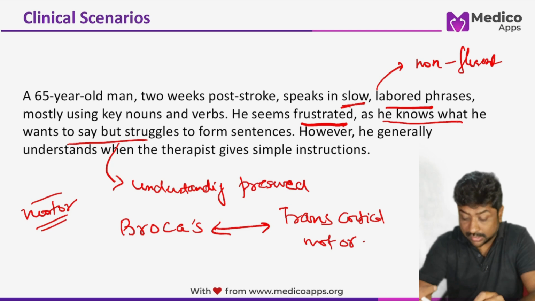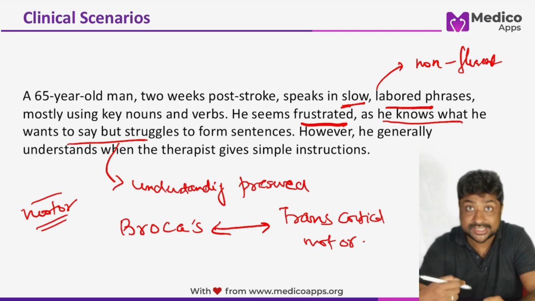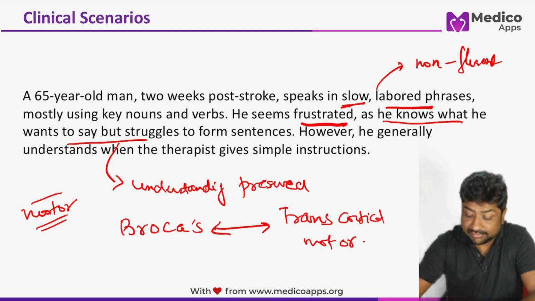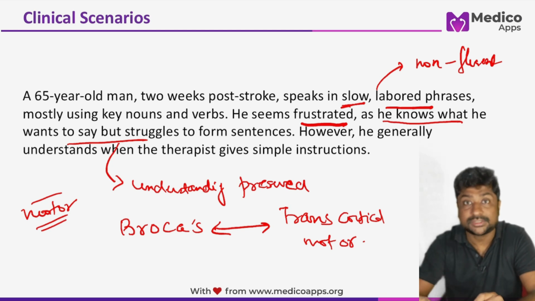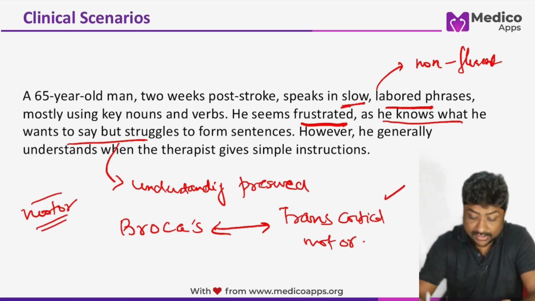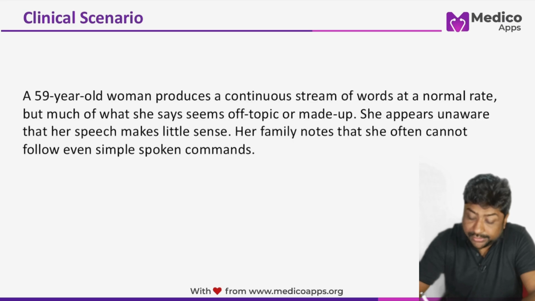The way to differentiate it, which is not mentioned in the question, is whether he is able to repeat words or sentences or not. If he is able to repeat words and sentences, it will be transcortical. If he is not able to repeat words and sentences, it will be Broca's. Let's look at another clinical scenario.